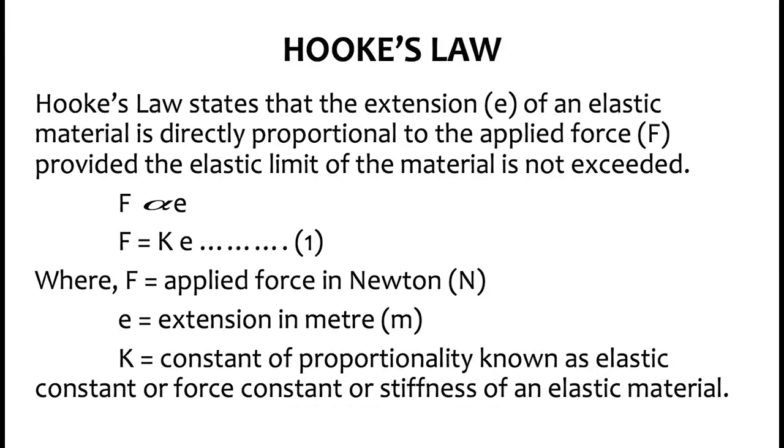So mathematically, we have capital F directly proportional to small e. Now we have F equals K e, and we call this equation 1, where capital F is our applied force in Newton, small e is our extension in meter, and K is our constant of proportionality, known as the elastic constant or force constant or stiffness of an elastic material.